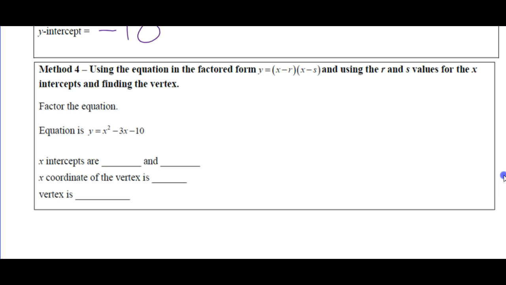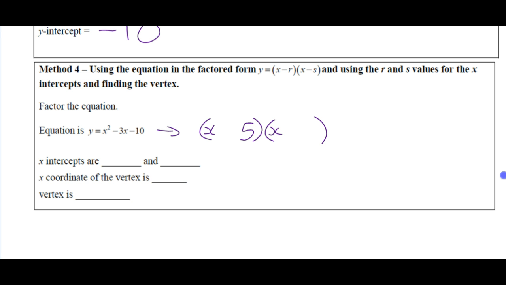Factor the equation. Okay, so the equation is x squared minus 3x minus 10. If it factors, we write down 2 sets of parentheses, right? We know that the first terms have to be x, because that's the only way you're going to get an x squared. We know that these two numbers multiply to -10. And because it's negative, we know they differ by 3. So what two numbers multiply to 10 and differ by 3?